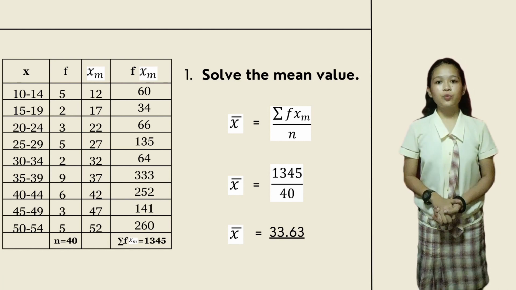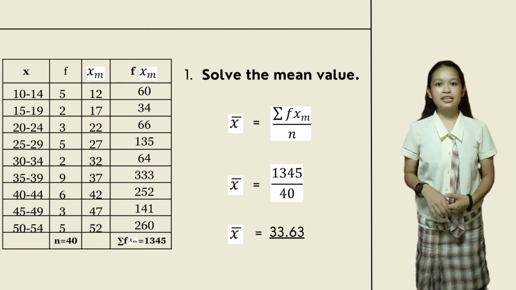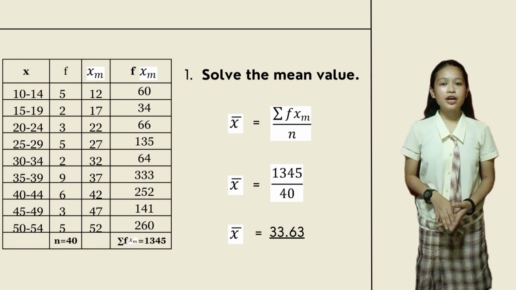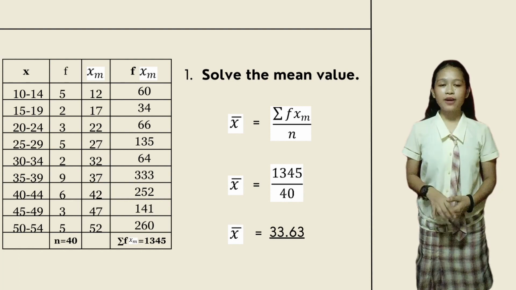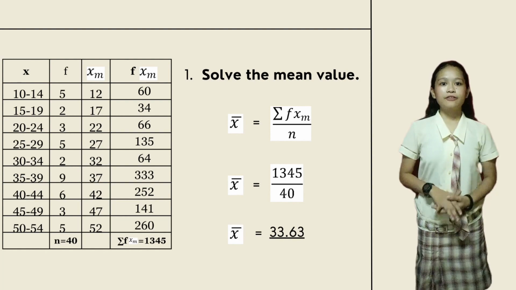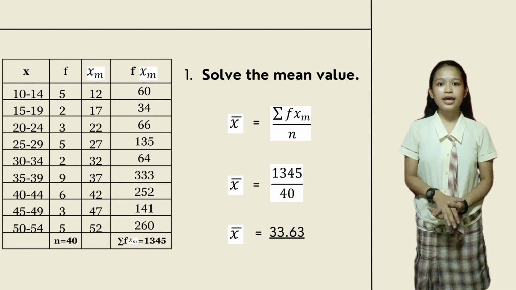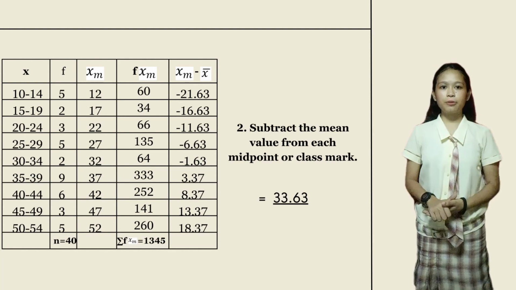Now that we're done getting the class mark, we can now proceed in multiplying it to the frequency so that we can get the sum of the product of the frequency and the class mark. So 5 times 12 is equal to 60, 2 times 17 is equal to 34, 3 times 22 is equal to 66, and so on. Now that we're done getting the product of the frequency and the class mark, we can now proceed in getting the mean value. So in getting the mean value, again, the formula is x bar is equal to the sum of the frequency times the class mark divided by n. So our sum of the frequency and the class mark is 1345 divided by 40, which is the total number of frequency. It is equal to 33.63.